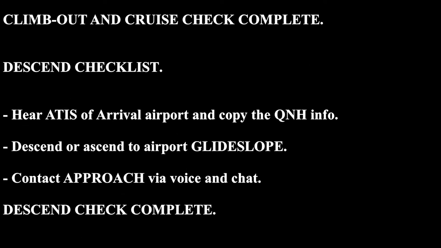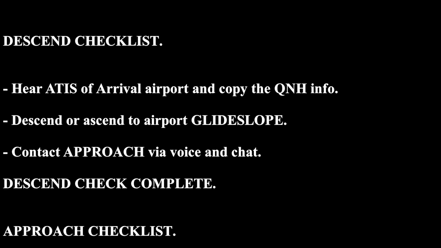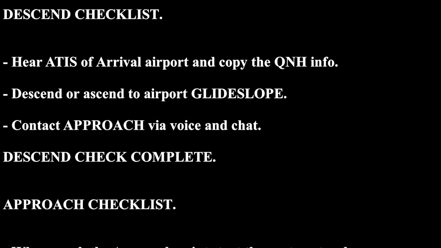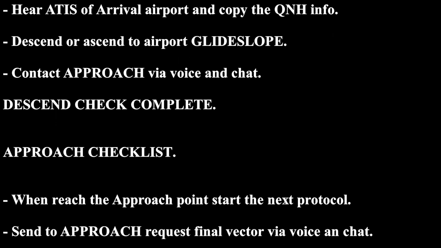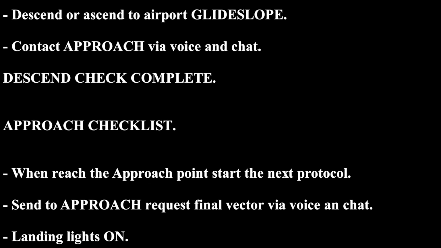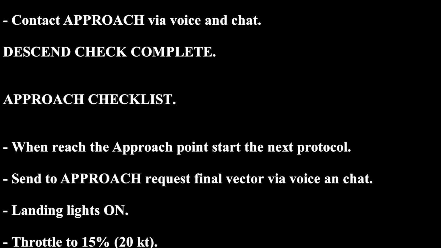Descend checklist. Hear ATIS of arrival airport and copy the QNH info. Descend or ascend to airport glide slope. Contact approach via voice and chat. Descend check complete. Approach checklist.